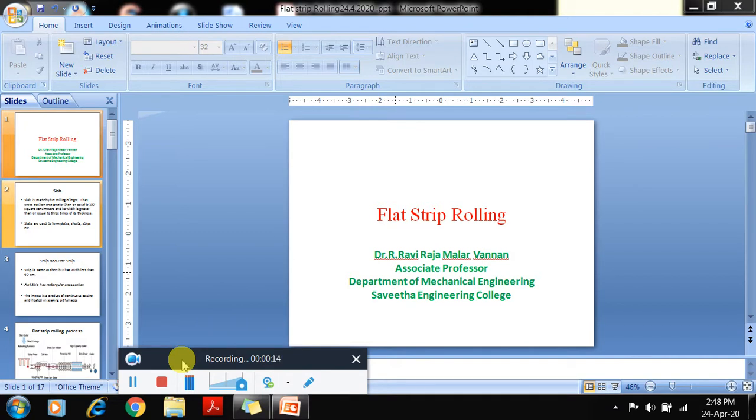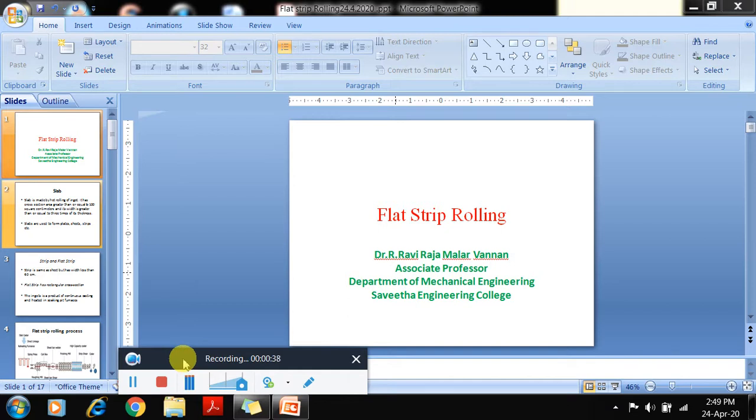Last class we have seen the rolling process, cold rolling, hot rolling and other types. Also we have seen the rolling terminology: ingots, blooms, billet, slab, strips, plate.